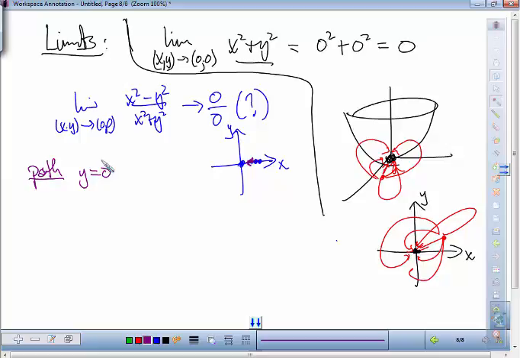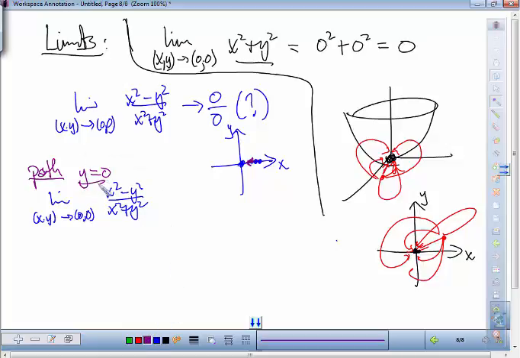If you're on the x-axis, y is equal to 0, right? So let me take a look at a path where y is equal to 0. Let's see what happens there. So we'll take the limit as (x,y) goes to (0,0), and I'm going to change some things here. (x squared minus y squared) over (x squared plus y squared).